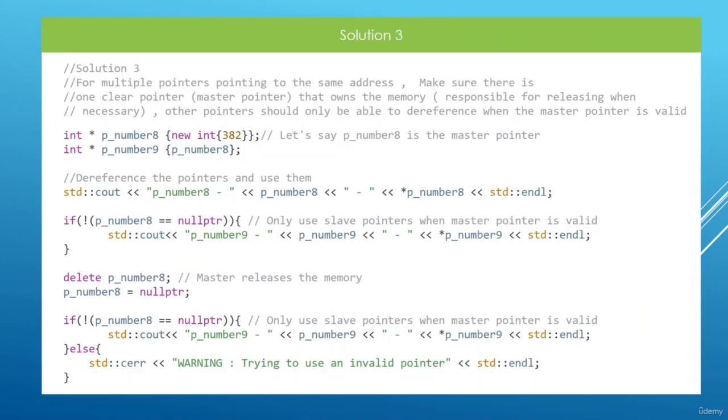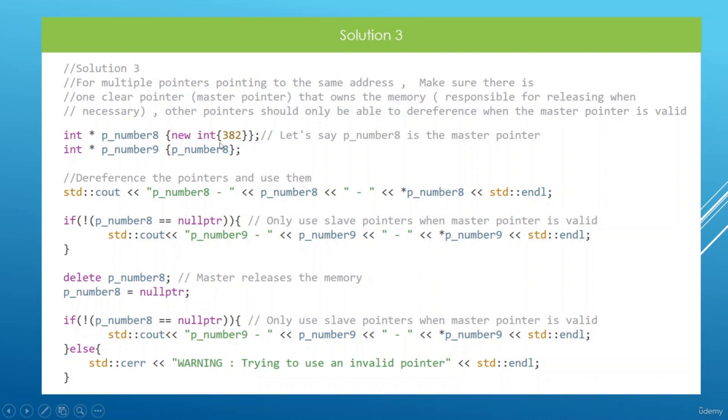If you have multiple pointers pointing to the same address like we have here, then you're going to have to decide which pointer is the master pointer and other pointers are going to be slave pointers. Before use, all the other pointers are going to check against the master pointer and see that it contains valid memory, because the master pointer has the task of deleting this memory. Let's go through this and see how this could work in practice.